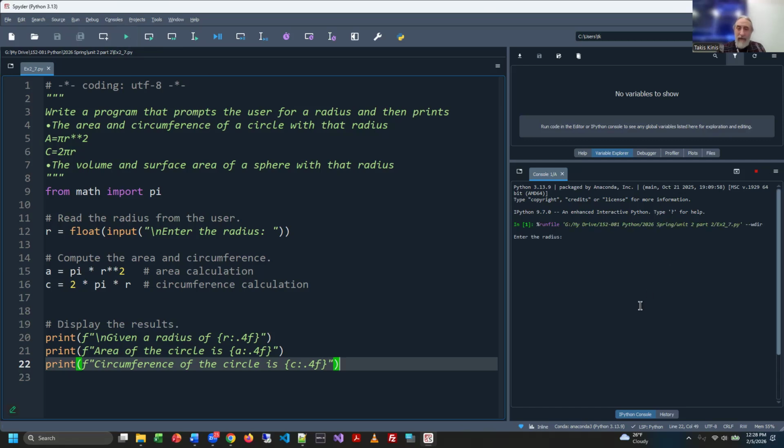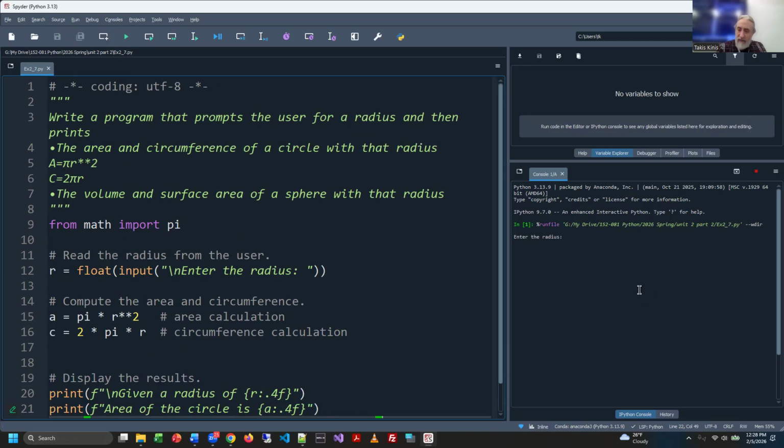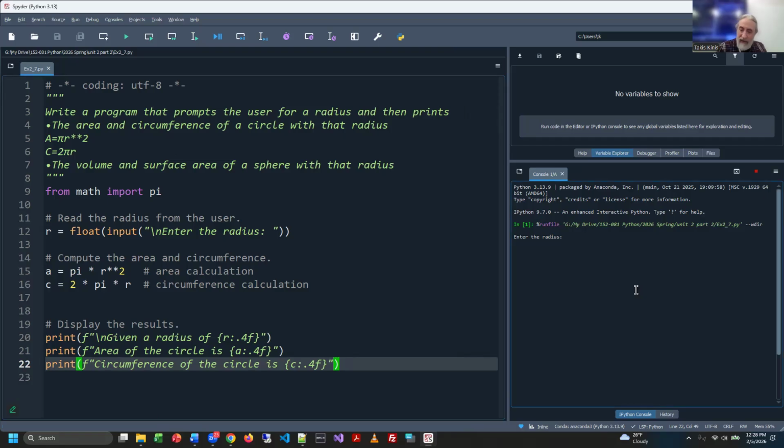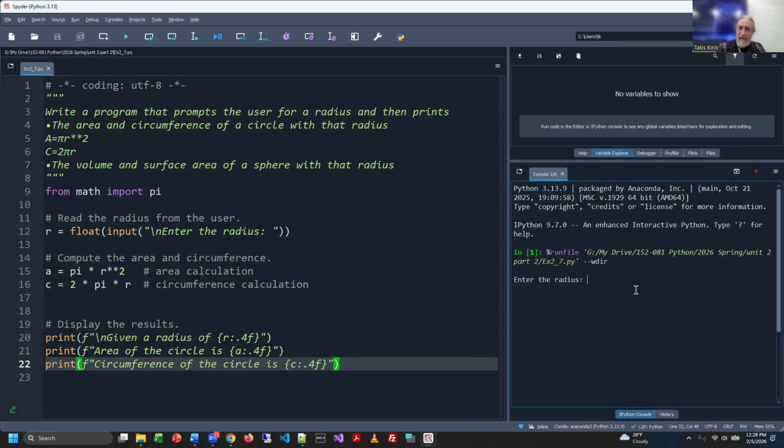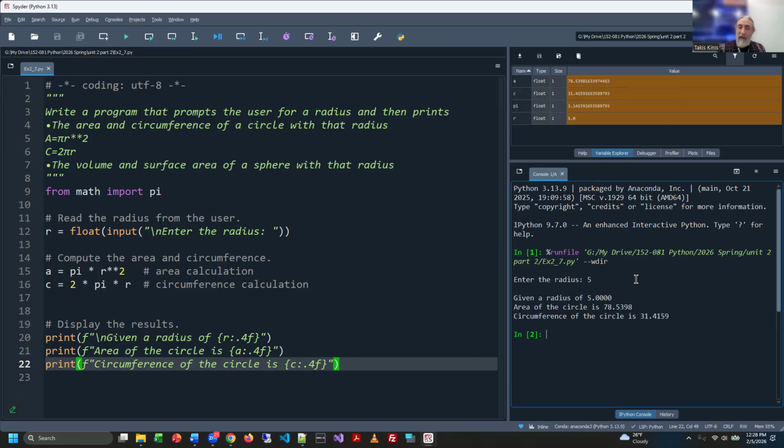Now we can run this code and see how it works. I'm going to hit the run button. I am going to, oops, sorry, wrong panel. I'm going to click over here and zoom in just a tad. All right, so I'm going to enter the radius. And let's just put in a really simple number like 5. Given the radius of 5, say 4 decimal places there, the area of the circle is 78 point whatever, and the circumference of the circle is 31 point whatever.